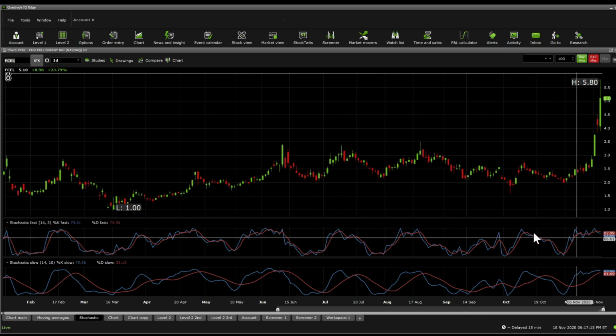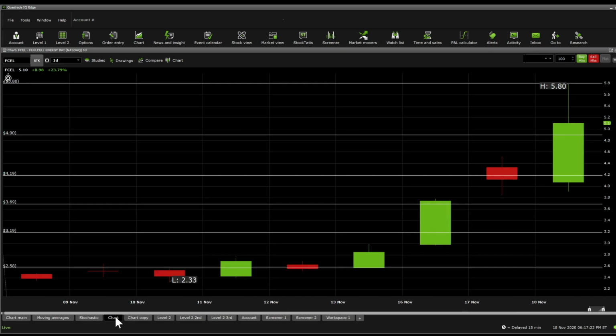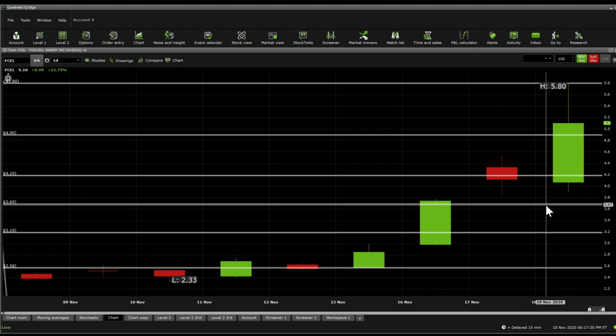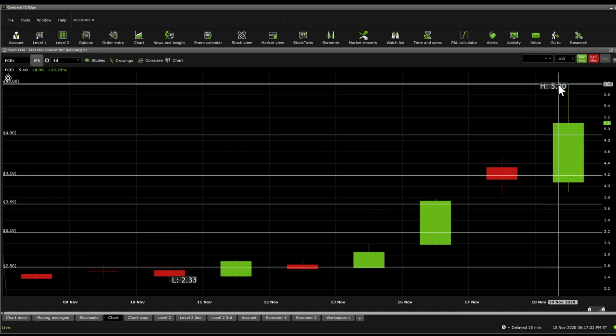Stochastic fast gives us a little bit of a warning saying, hey, be careful, you might want to lock some profits here, or you might not want to buy fully here just in case it does see a pullback. The chart here shows the Fibonacci retracement support sitting at 4.90, below that 4.19, then 3.69. Resistance, the only resistance on the Fibonacci retracements is 5.80.